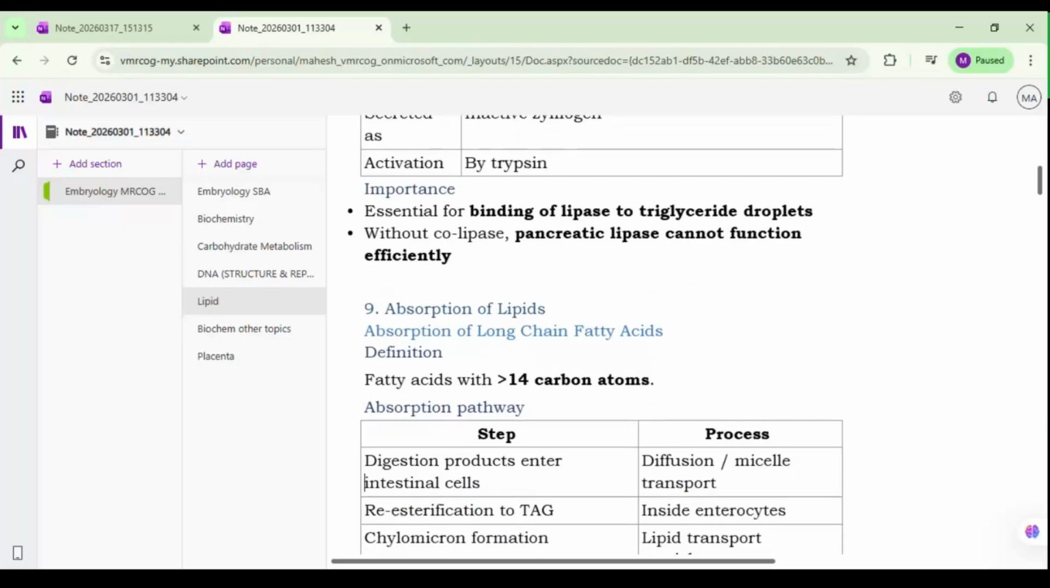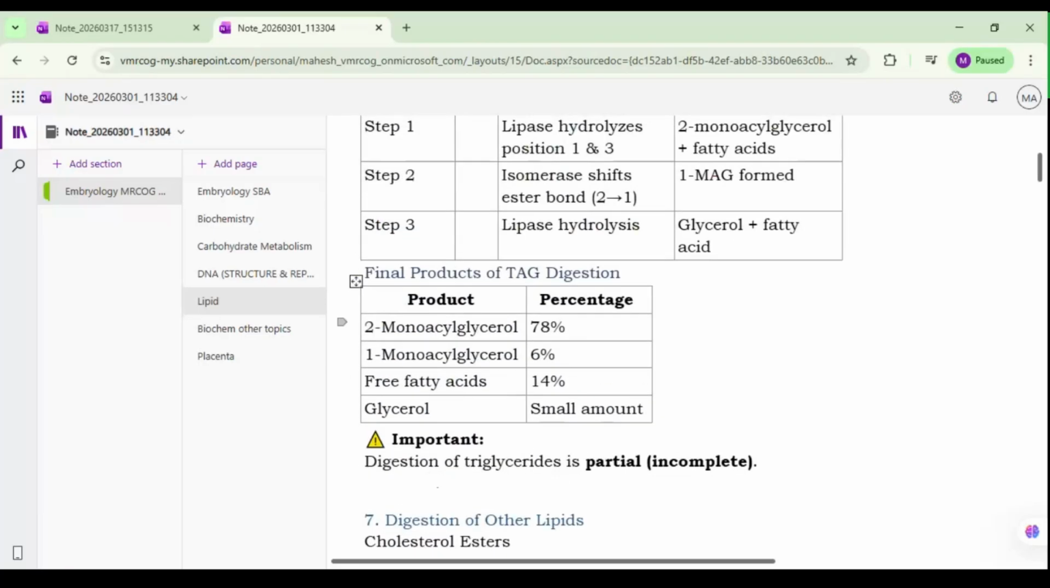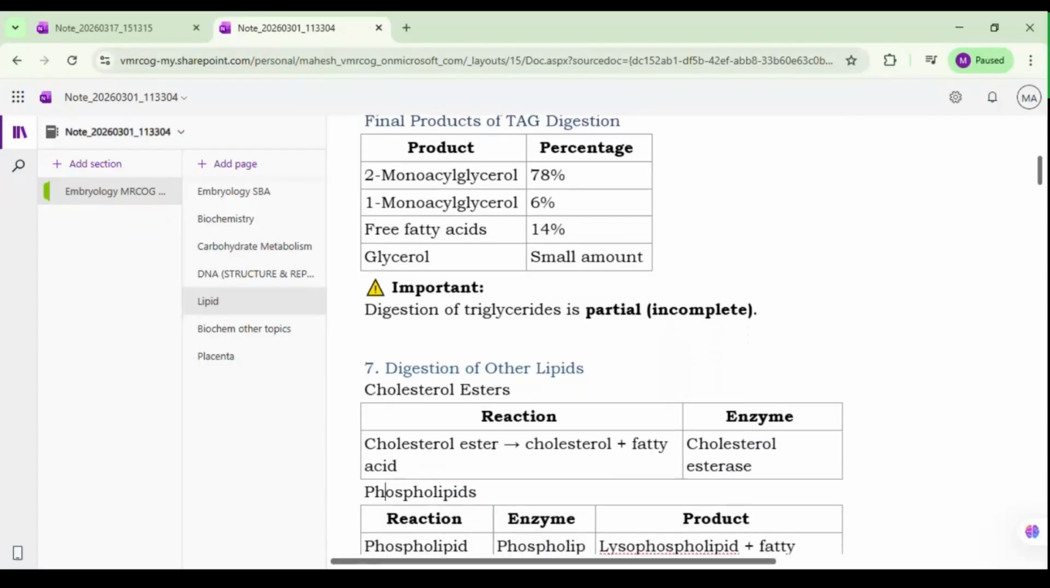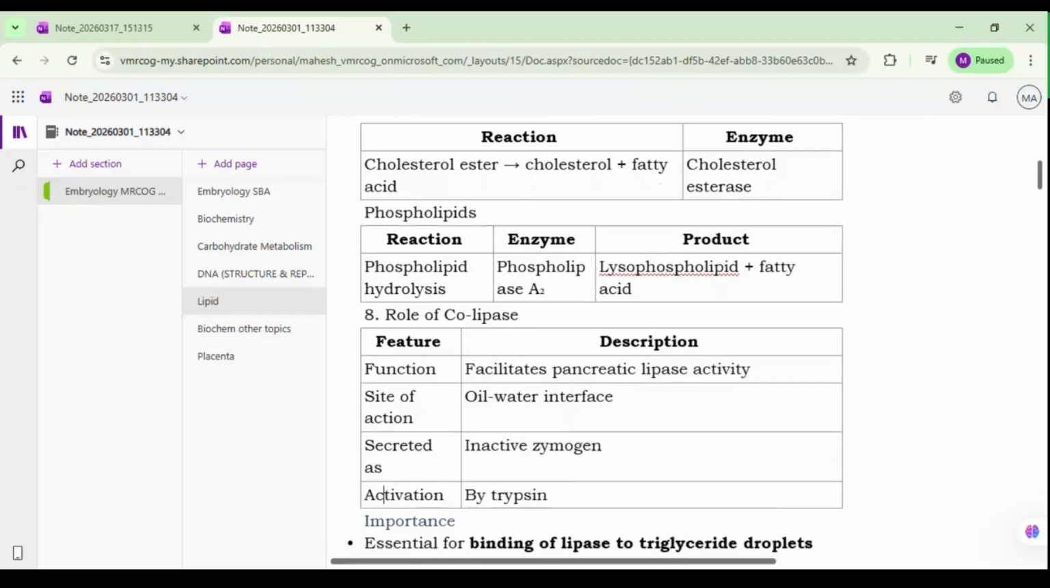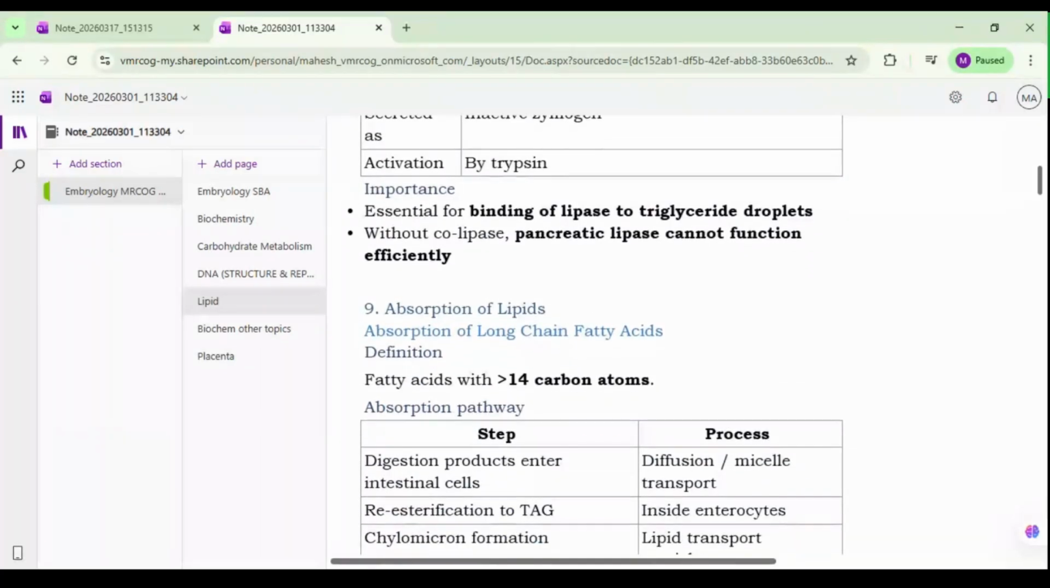So digestion products will enter. Now we have seen there are different digestion products. There are 4 products we have just seen: 2-MAG, 1-MAG, free fatty acid, and glycerol in a very small amount. So these are the main digestion products. Now these products need absorption. So how and what is going to happen with this? Let us see.